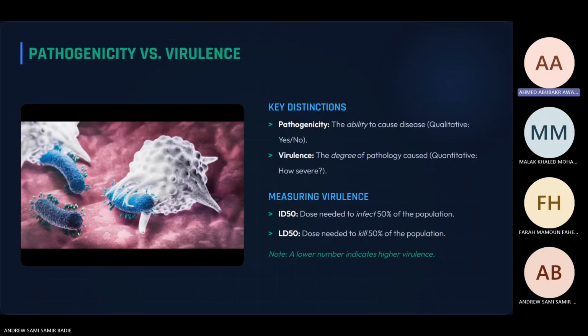ID50 is the dose needed to infect half of the people exposed. The lower the number, the more infectious it can be. While the LD50 is the dose needed to kill half of the people. The lower the number, the more deadly the pathogen is going to be. So in general, the smaller the number, the bigger the trouble.